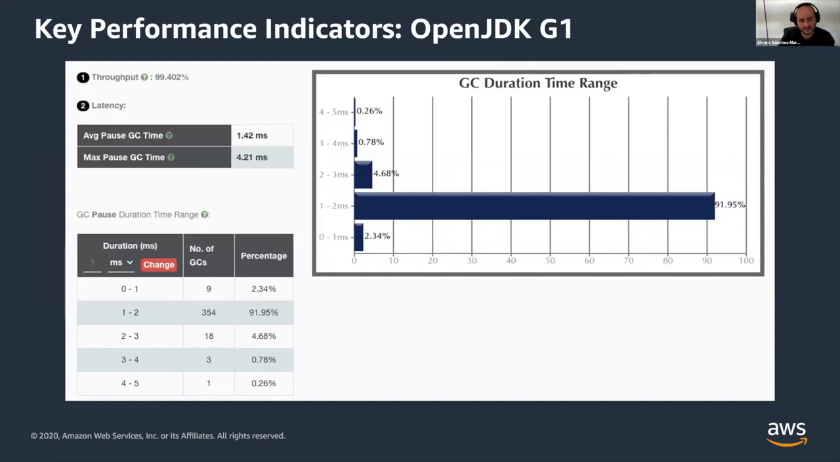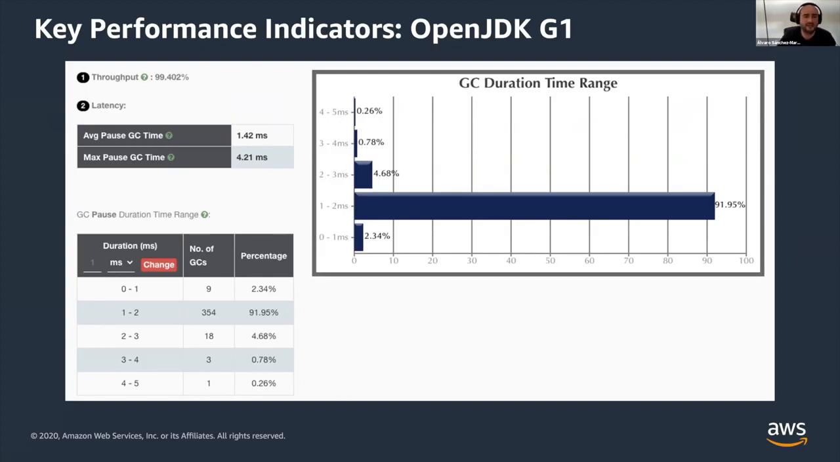So internally, those are the numbers of the GC performance. This is G1 with OpenJDK, and those are the garbage collection activities. The average pause time is 1.4 milliseconds with a maximum pause time of 4 milliseconds. This is time where your application is not running because there is a pause where the collector is running. And the majority of pauses are between 1 and 2 milliseconds. This is the histogram of the duration time range.